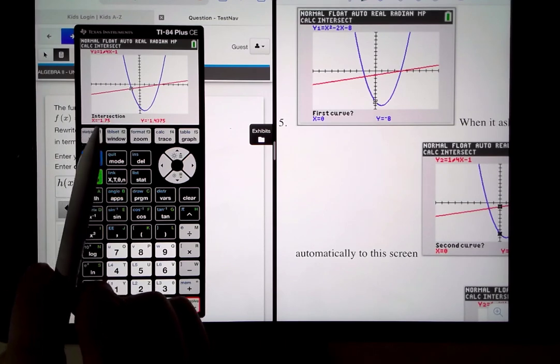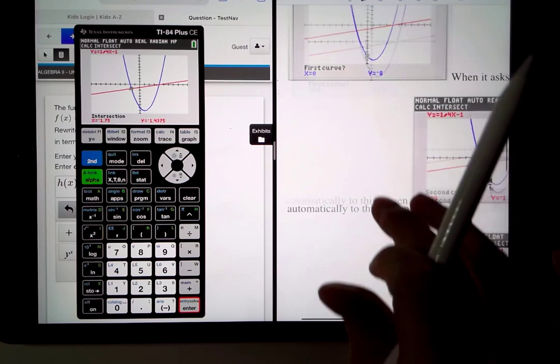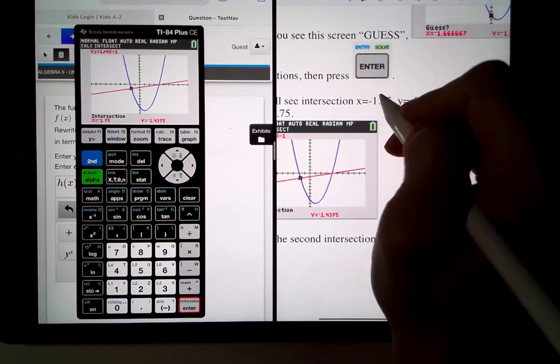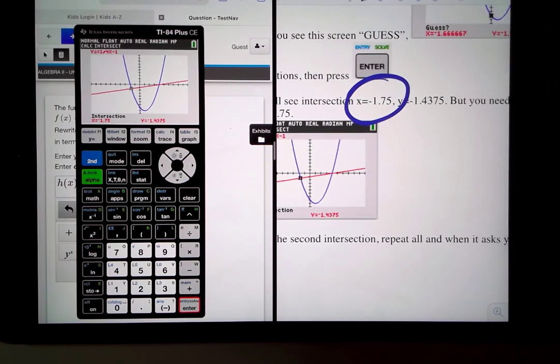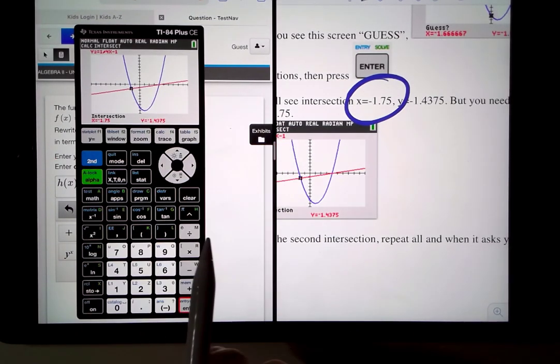Then do you see it? You just get the intersection. Negative 1.75. So that's one of your solutions. Negative 1.75. And I want to get my second one, right? So I'm going to do the same thing one more time.